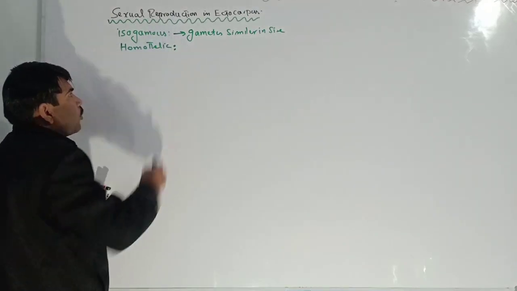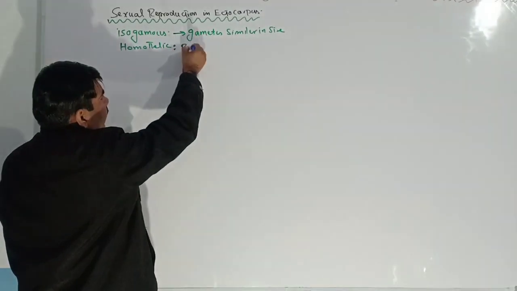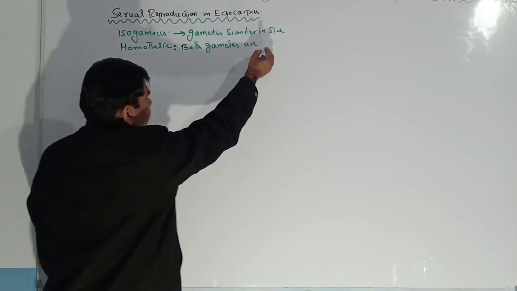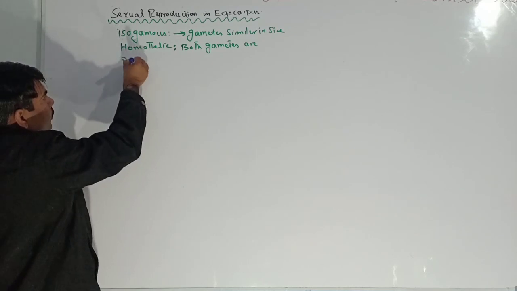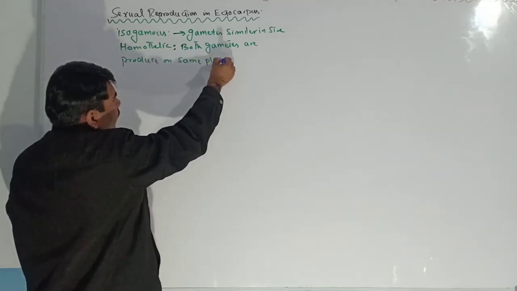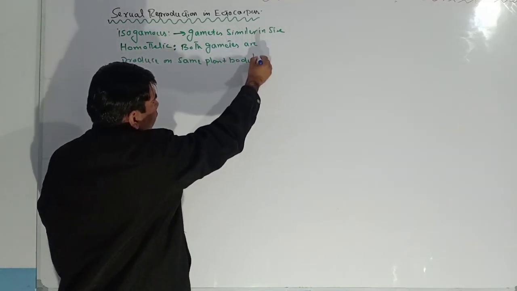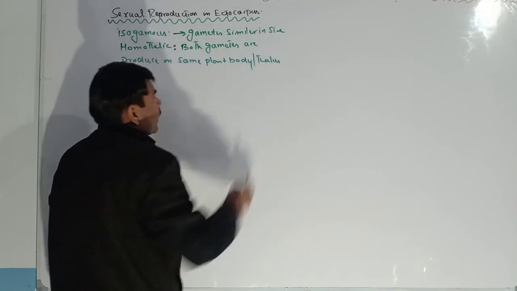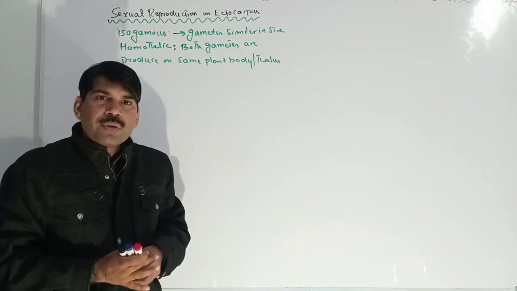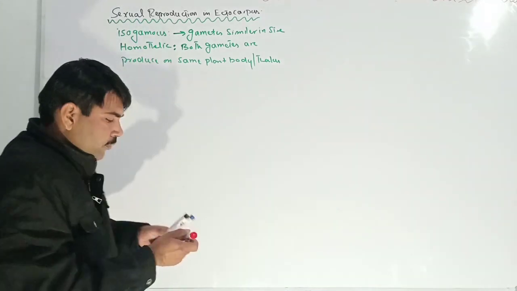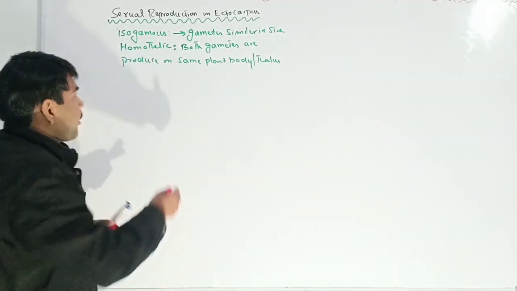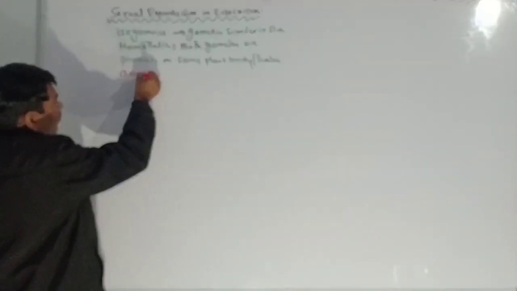So we can write here, homothallic means both gametes are produced on the same plant body or thallus. So homothallic means both male and female gametes are produced on the same plant body. But sometimes the sexual reproduction in Ectocarpus is anisogamous.